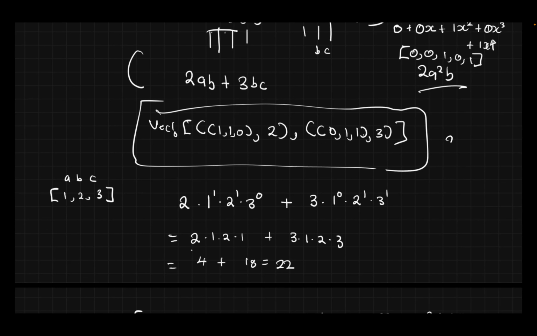So we evaluated this at A is 1, B is 2. This is already 4, right? Then 3 is what? 2, and C is 3, which is 18. And then we get 22. So that's one way to do it. Does it make sense, what she talked about?